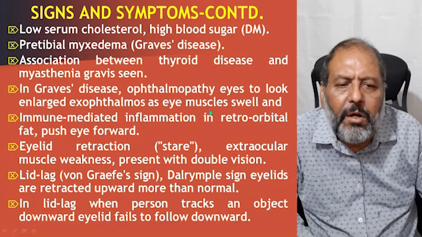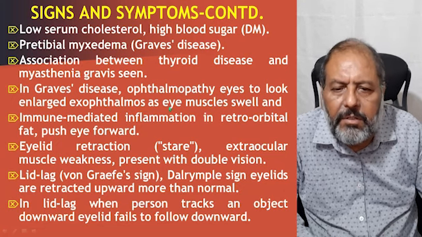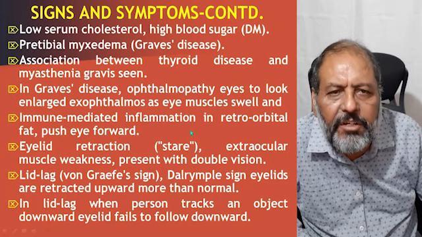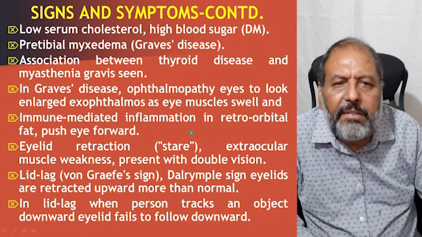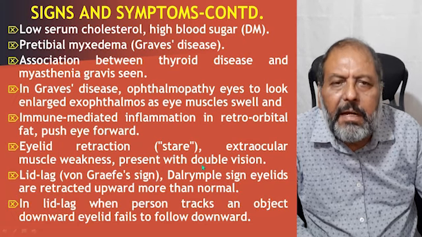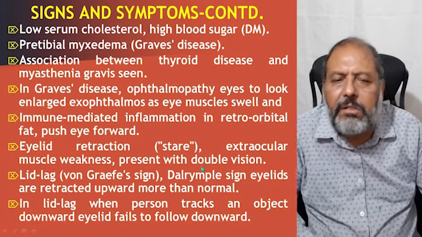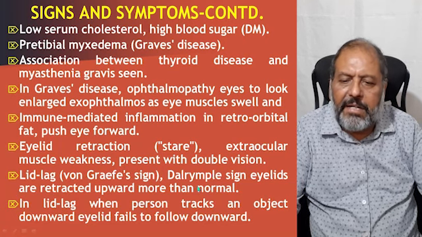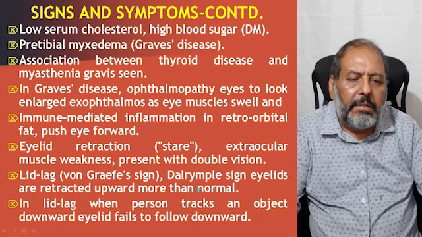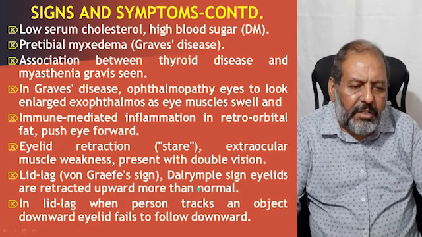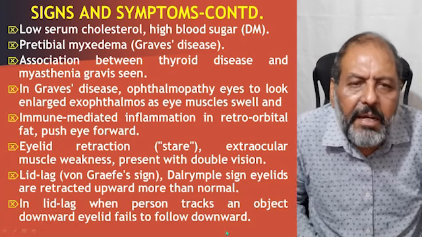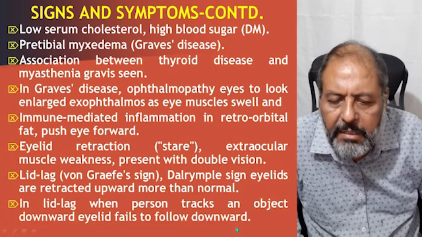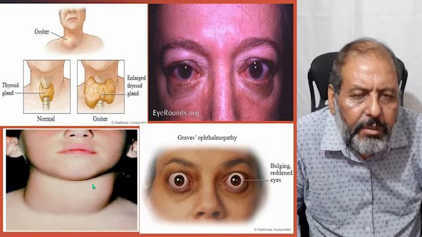In Graves' ophthalmopathy, the eyes look enlarged, with exophthalmos, as the eye muscles are weak and immune-mediated inflammation in the retroorbital fat pushes the eyeball forward. Eyelid retraction or the stare, and extraocular muscle weakness present with double vision. There is lid lag, that is von Graefe's sign, or Dalrymple sign. The eyelids are retracted upward more than normal, and in lid lag, when the person tracks an object downward, the eyelid fails to follow the downward route.